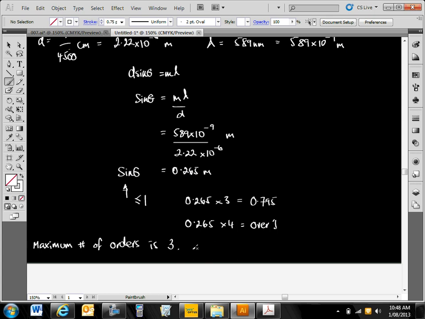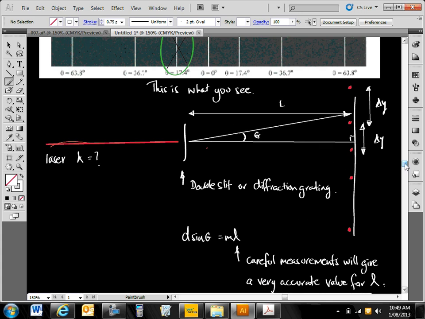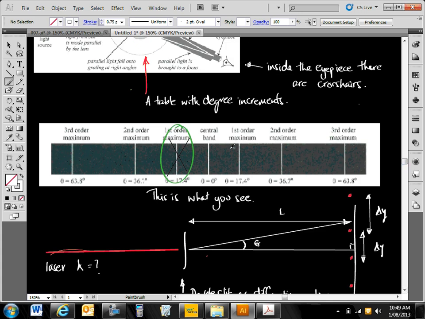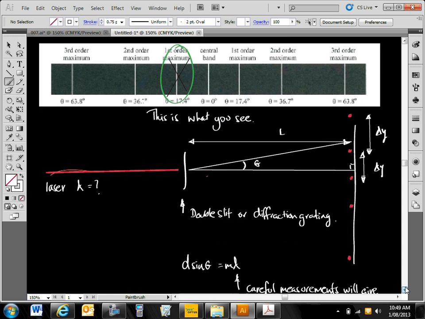The second part of the question asks for the maximum number of maxima that will be observed. Here's what we're seeing: we've said that we see 3 orders maximum. How many bright bands can we see? 7 in total. Can you see that from that diagram there? We get a central band, our 3 orders on the right-hand side and our 3 orders on the left-hand side, matching each other.